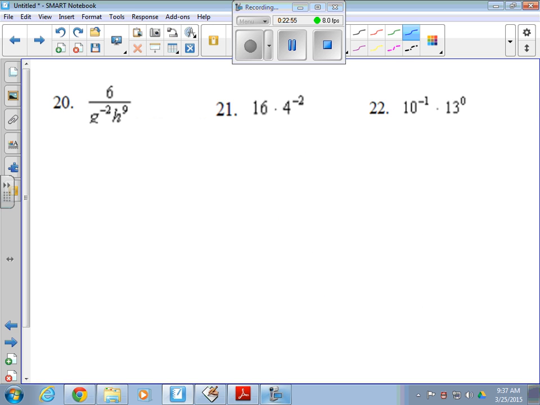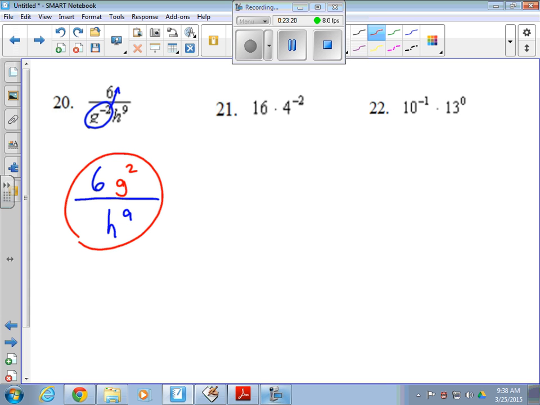Number 20, the only thing being raised to a negative exponent is g again. G to the negative 2. It rides the elevator. Remember, elevators don't only go down, they also go up. So 6 is going to be at the top. It's already there. And h to the ninth is at the bottom. It's already there. G comes up. And when g comes up, it becomes raised to the positive 2. 6g squared over h to the ninth.